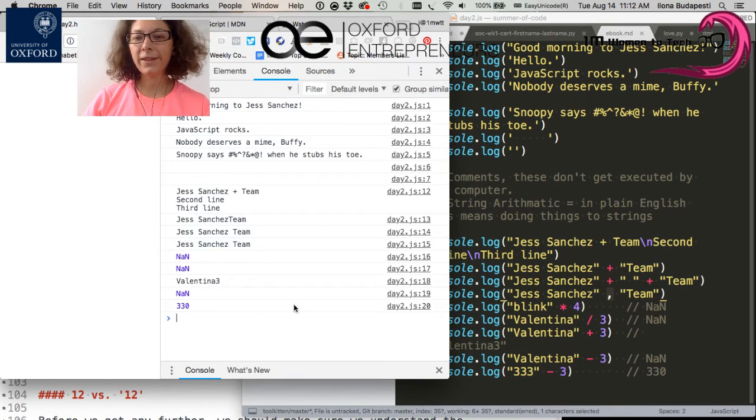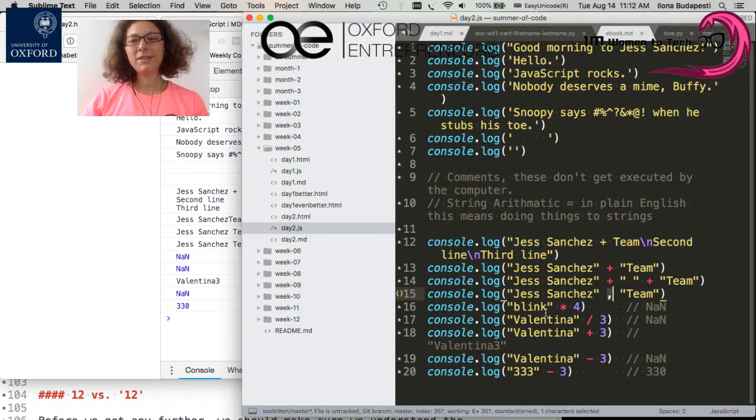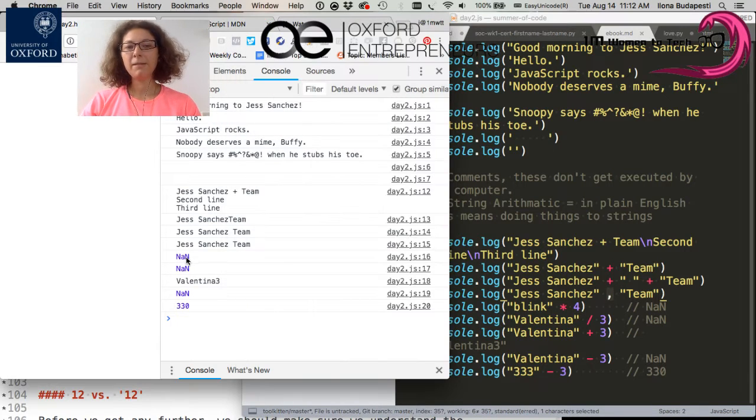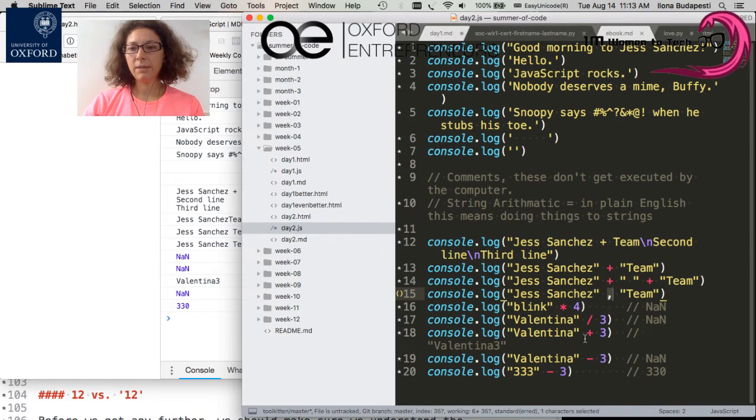There are also some illegal things which we are not allowed to do with letters. So for example, in Python this was legal: blink times 4 gave blink, blink, blink, blink, but in JavaScript this is illegal. Well, not technically illegal, it doesn't break the code, but the result will be not a number. If you divide by 3, it's also not a number. However, you can add a number to letters. You cannot subtract a number from letters. However, you can subtract a number from a string if this string can be translated into a real number.